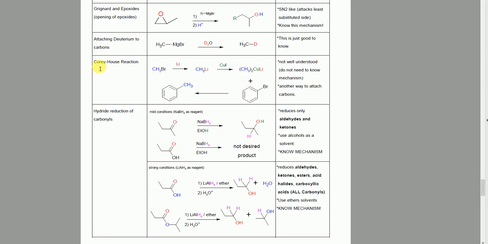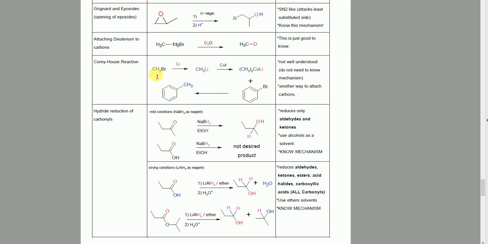And then the other one is called the Corey-House reaction. I've never really seen this. It's not really important as far as I've seen for Orgo 1. If you're struggling so much with reactions that you couldn't memorize these, I would memorize this one last. It's one of the lowest priority things you need to know, but it's just another way to attach carbon.